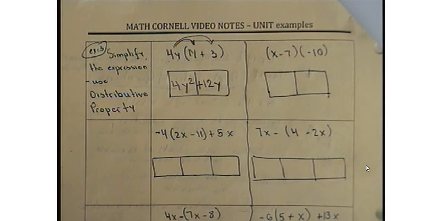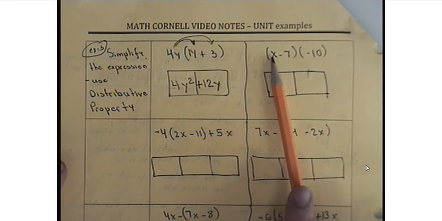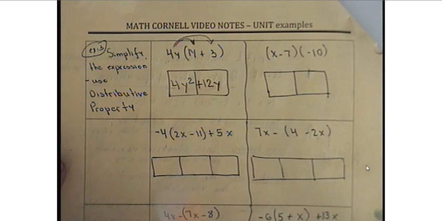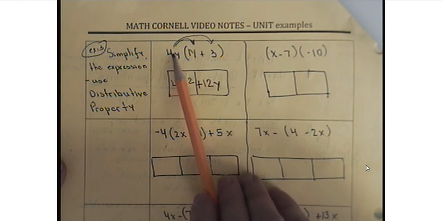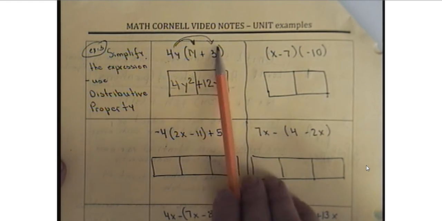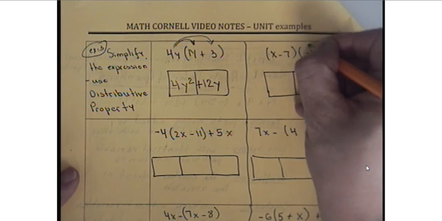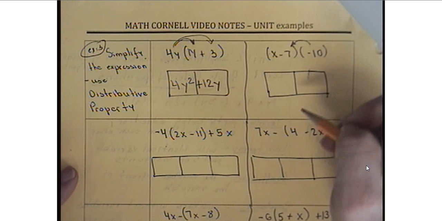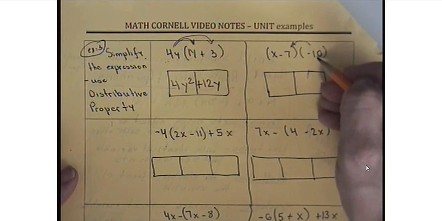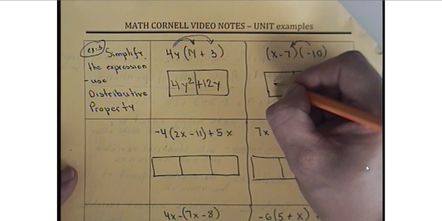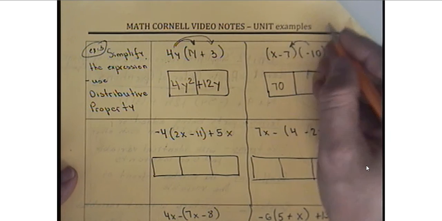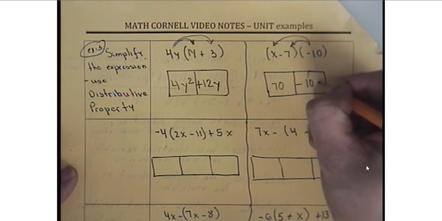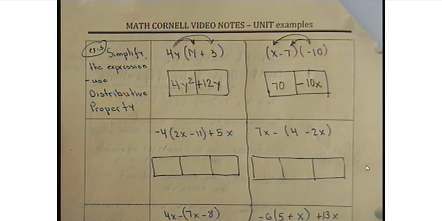Next example, sometimes you will be given inside the parentheses x minus 7 times negative 10, the number negative 10. So with the last one, we were going from left to right. With this one, we're going to go from right to left because we want to multiply this number with each one of the terms inside the parentheses. So negative 10 times negative 7 will give us positive 70, and negative 10 times x will give us minus 10x. And that will be the final answer here.